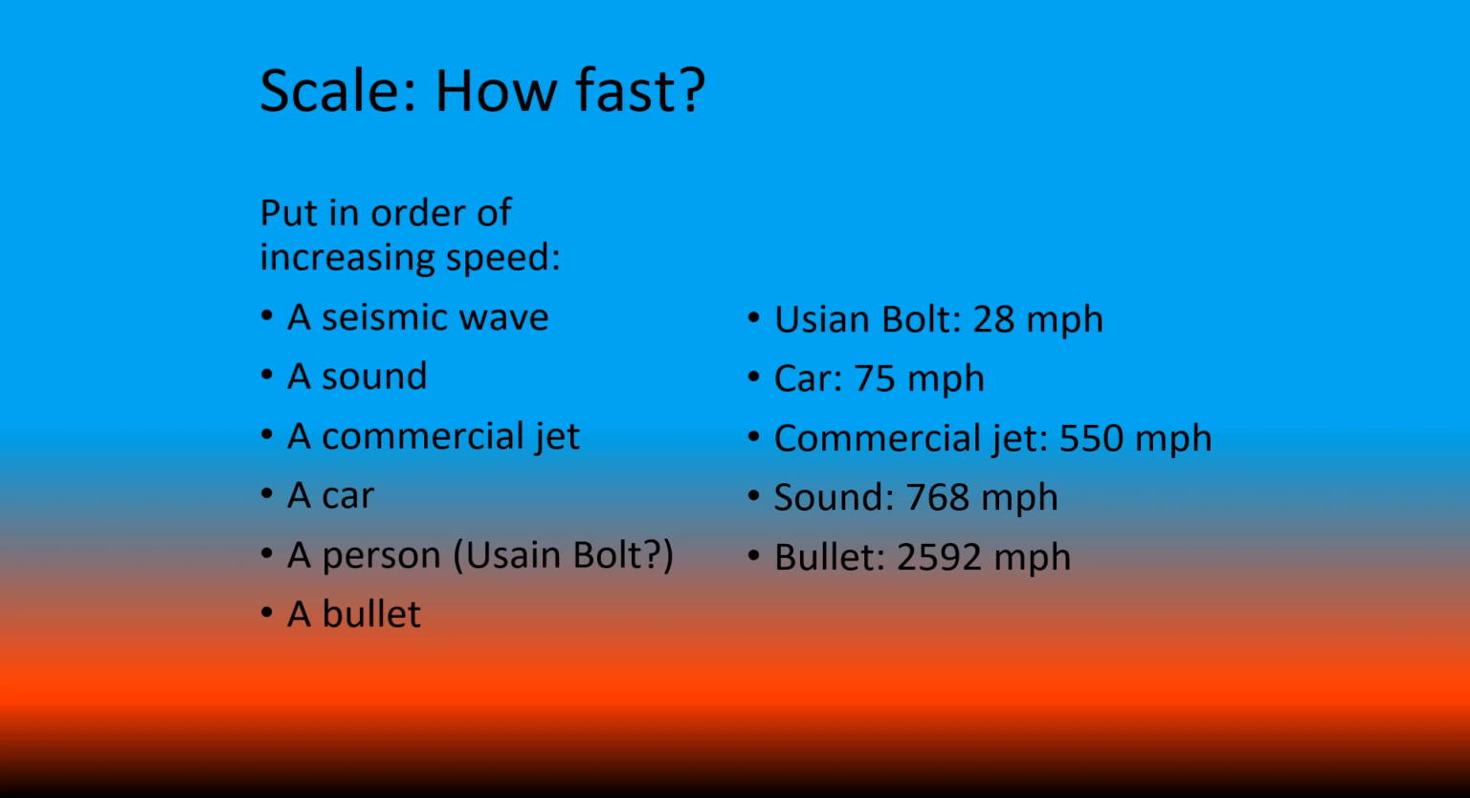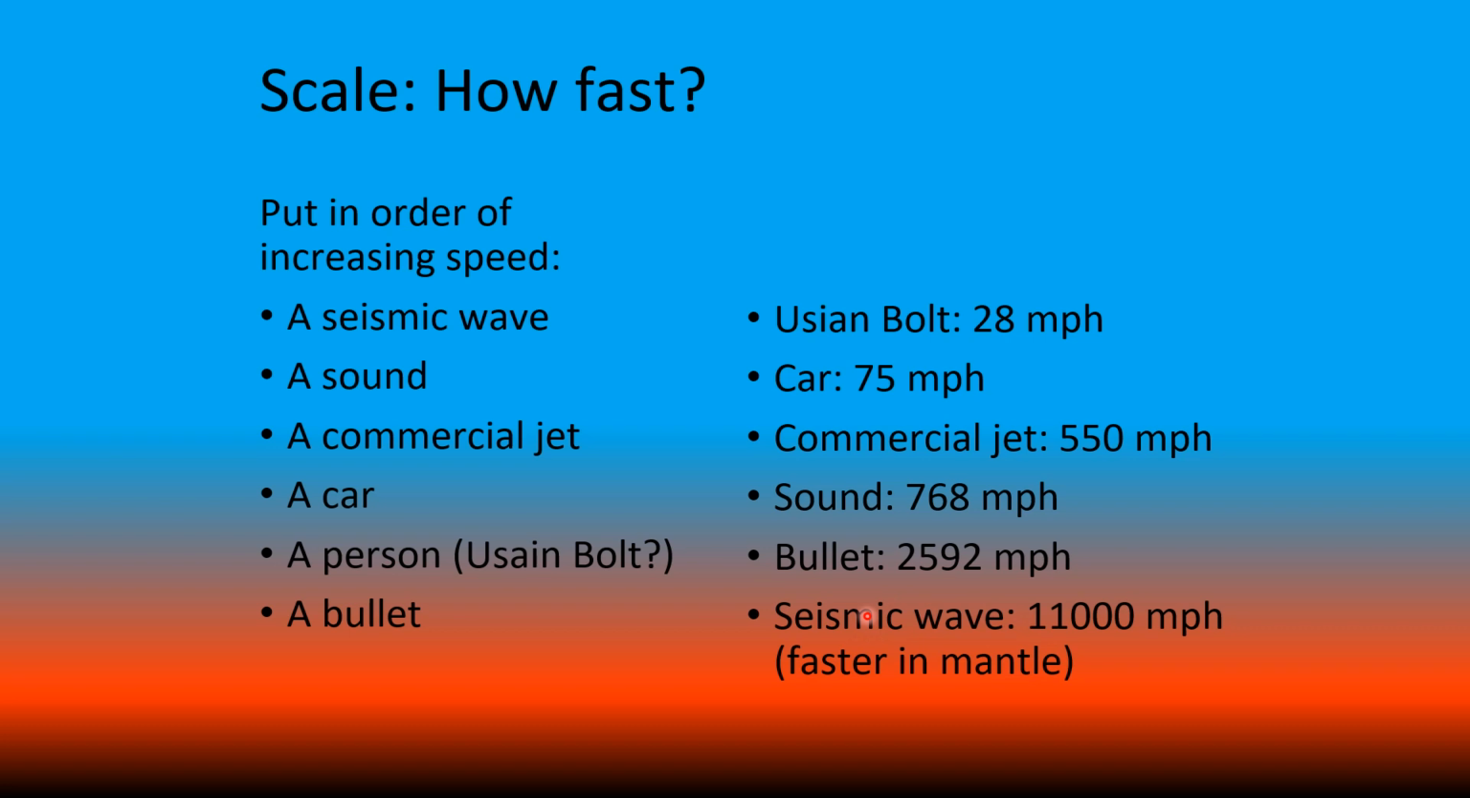That's why if you get shot by a bullet, you're going to get hit before you hear the sound of the bullet, which is kind of morbid, but that's the way sound is. Sound is fairly slow relative to other natural waves. And then a seismic wave, which is 11,000 miles per hour. So almost four times as fast as a bullet. And it's much faster in the mantle. And I'll talk about why that is.